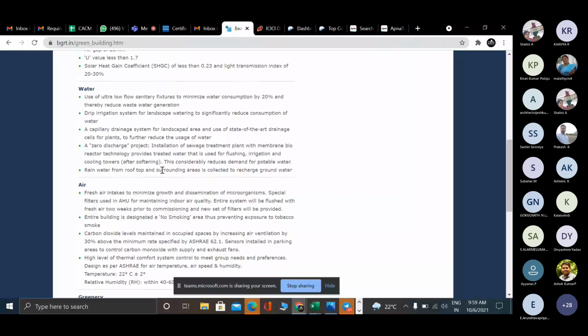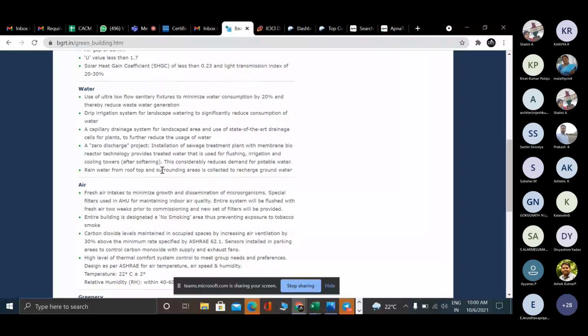And this considerably reduces the demand of potable water. So municipal water requirement is very less, very meager. You can say it is nil. Only once in a while they get water from the outside. Otherwise, they don't require any water itself.